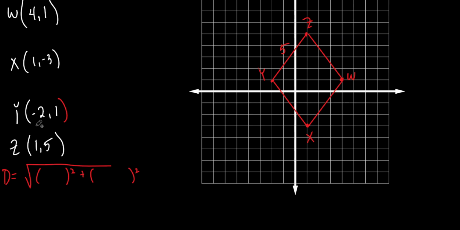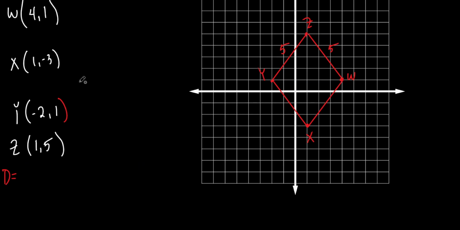Subtract. Let's do the subtraction in our head instead of writing it down. You think we can? 4 minus 1 is 3. And then 1 minus 5 is -4. Yeah? That's 9. That's 16. Same exact thing, isn't it? So what's this? That's 5. You with me? So if you know the distance formula, it's not hard to do.